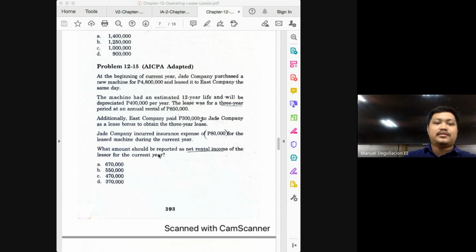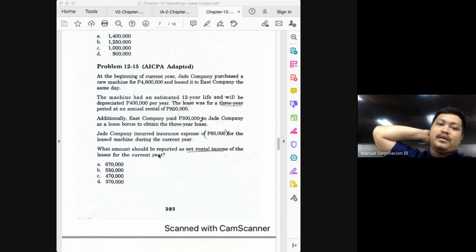850 times 850 times how many years is the lease? 3. So this would be 2,550,000. Is that 2,550,000? Then you add the 300. That will give you 2,850,000 divided by 3. That would be 950.